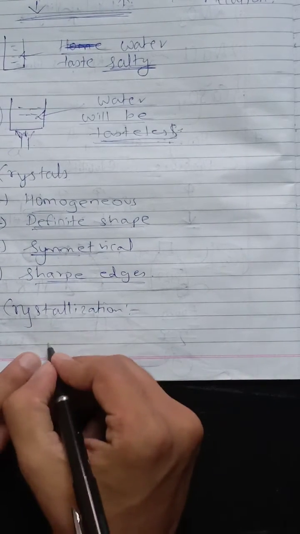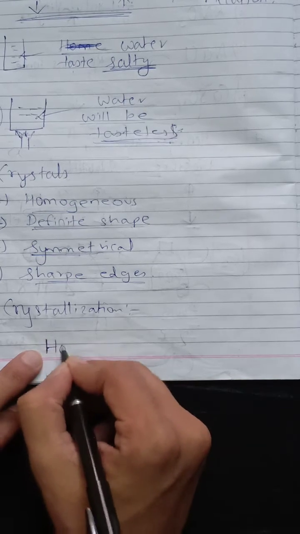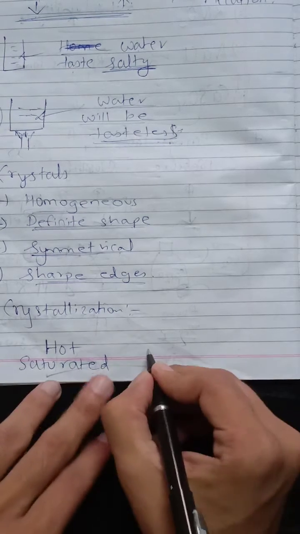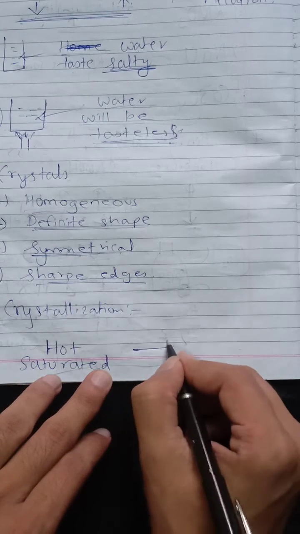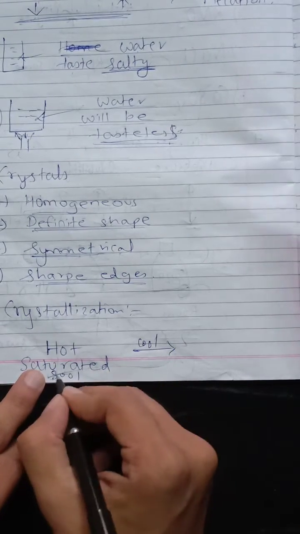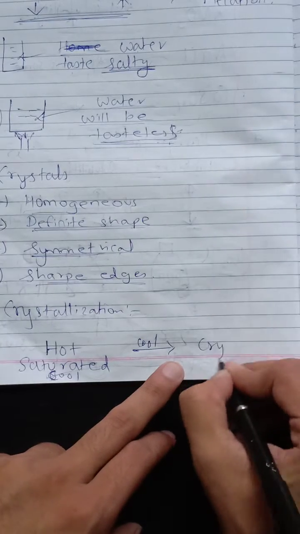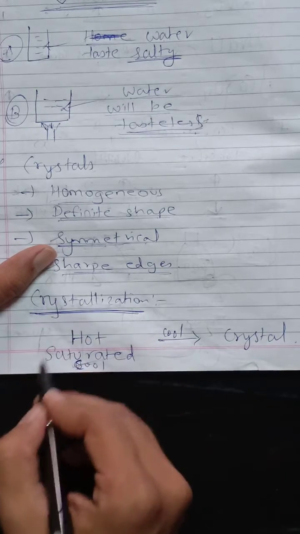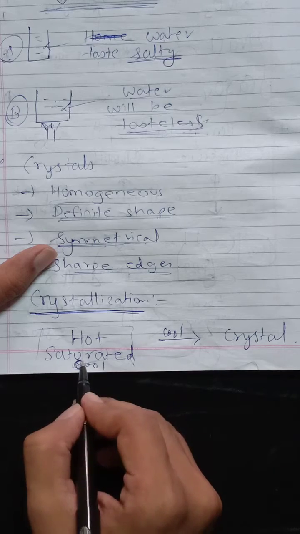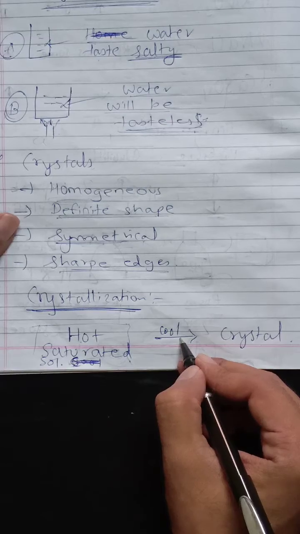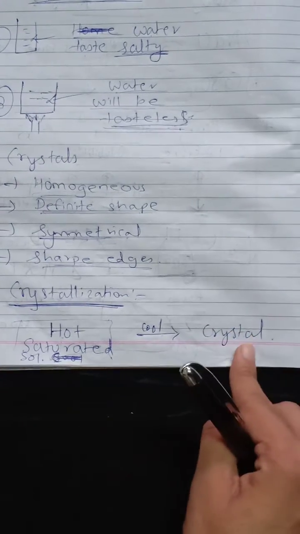When we take a hot saturated solution and cool it, it turns into a crystal. So this process: a hot saturated solution, when we cool it, eventually takes up the shape of a crystal.